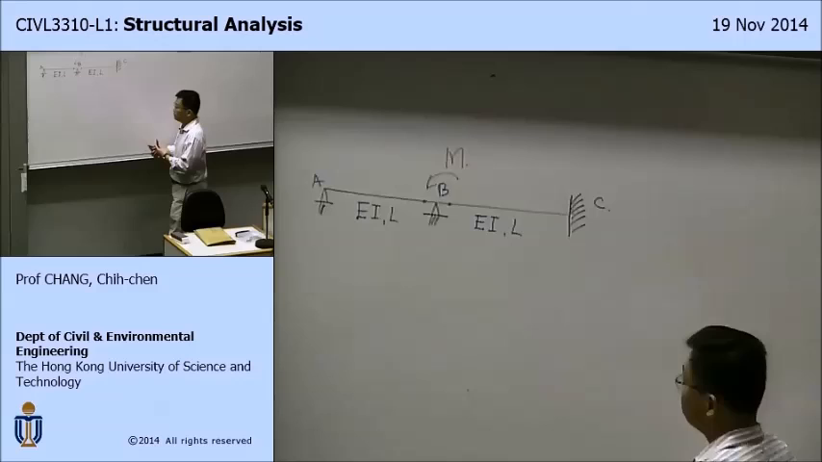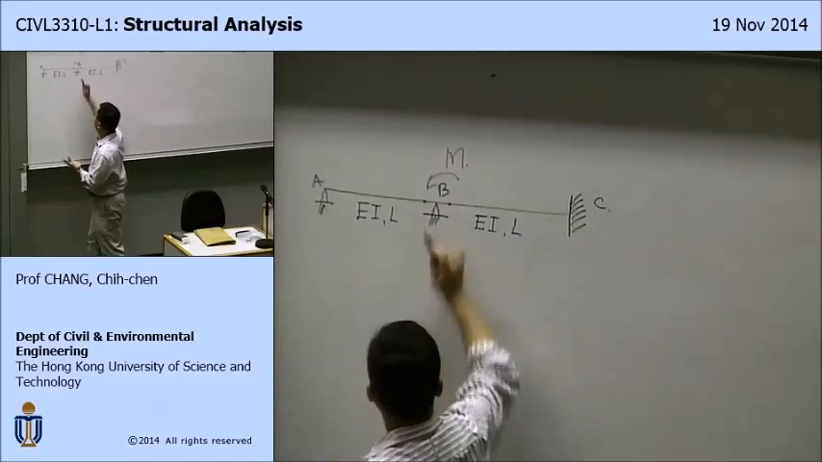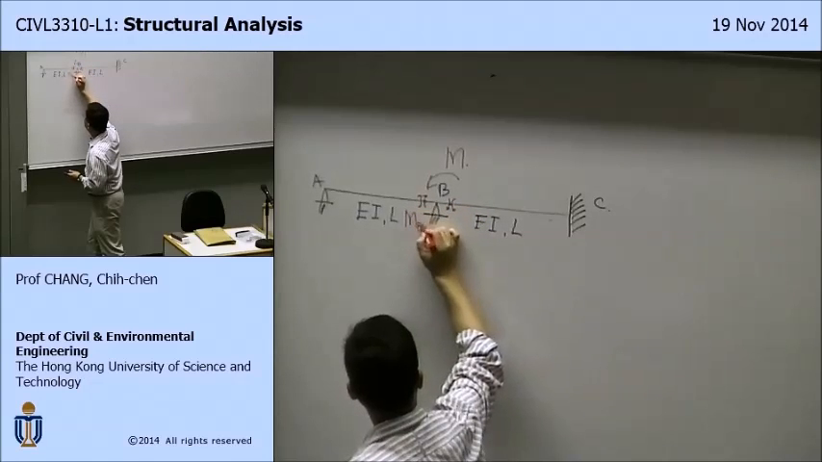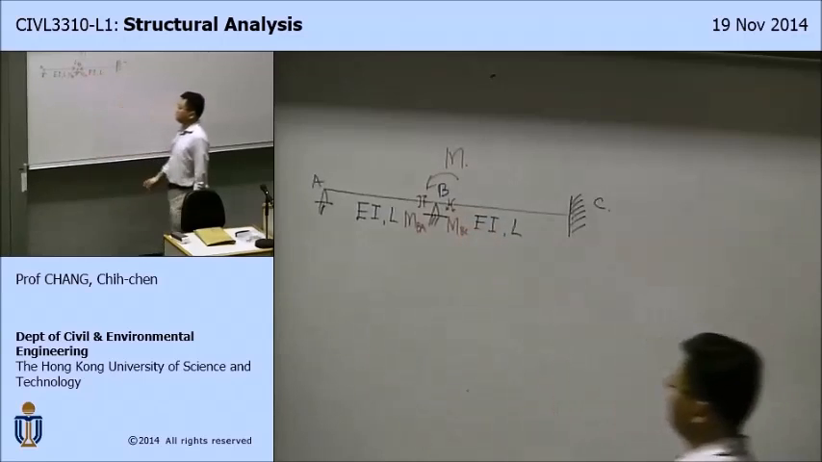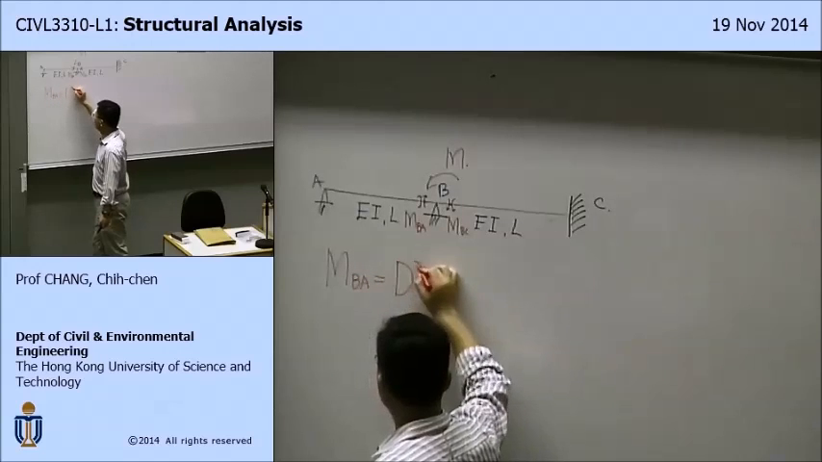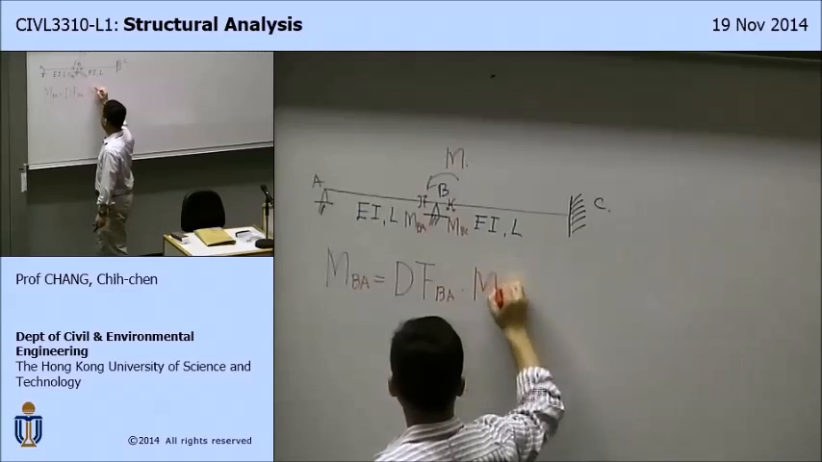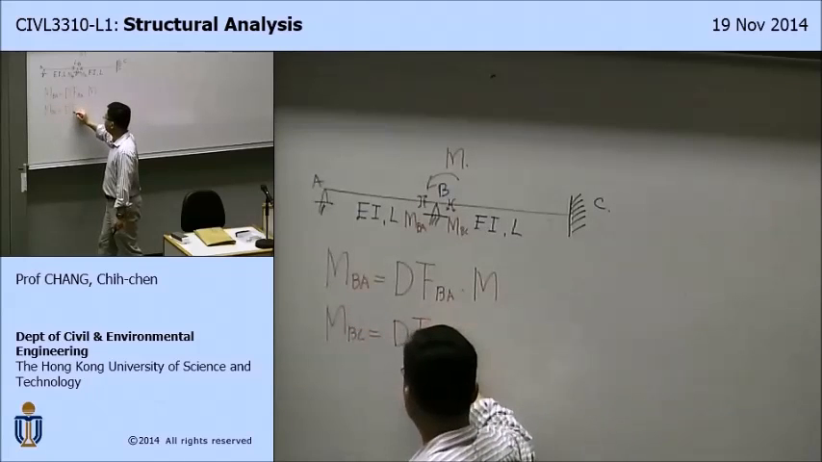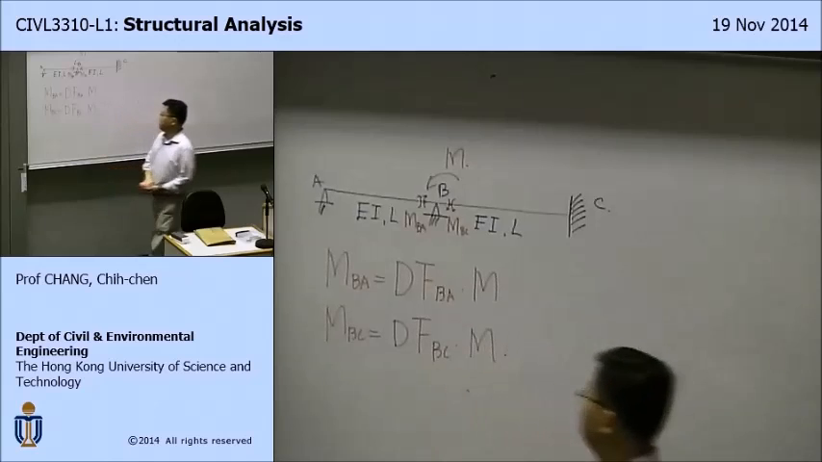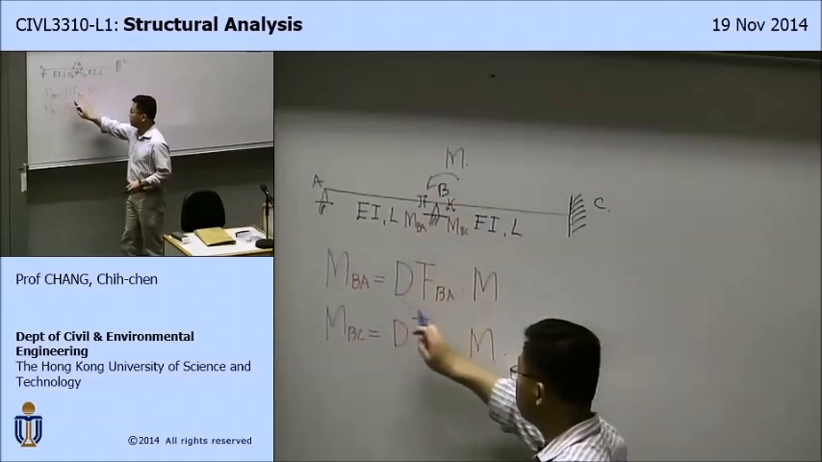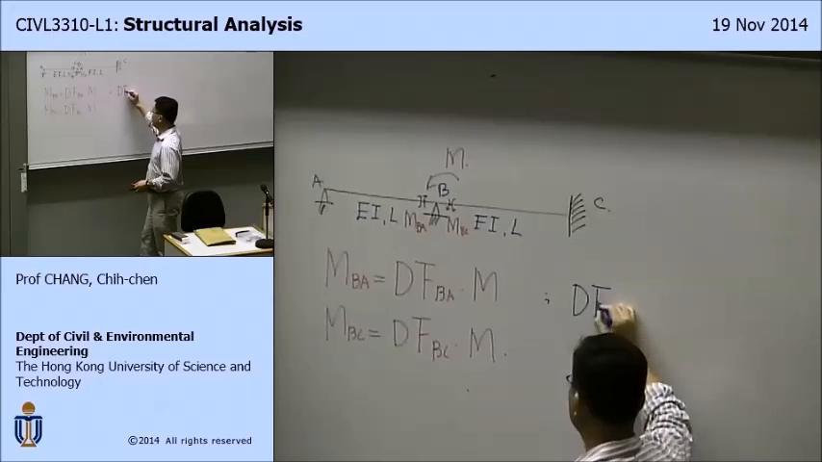As we just discussed, this is called MBA. This is called MBC. So I know that MBA is going to be a function of distribution factor BA times the external moment M. MBC is going to be distribution factor BC times M. So the key here obviously is distribution factors. So let's go for the distribution factor BA.